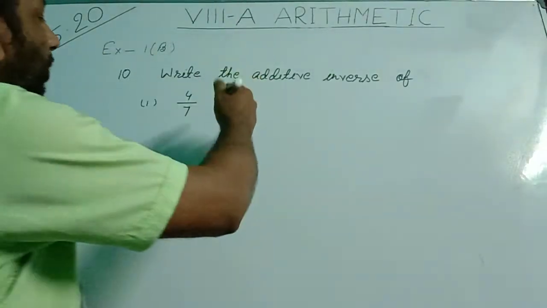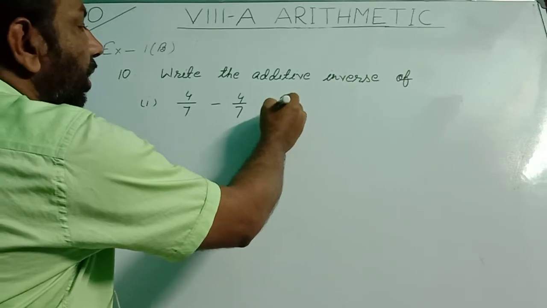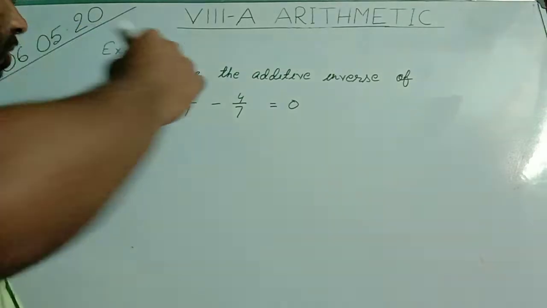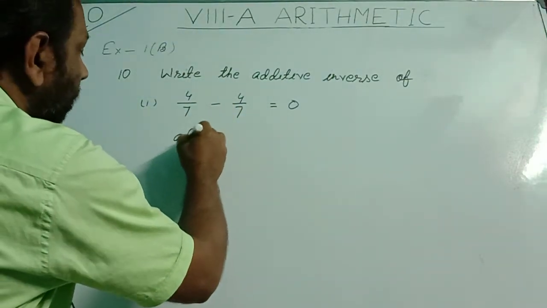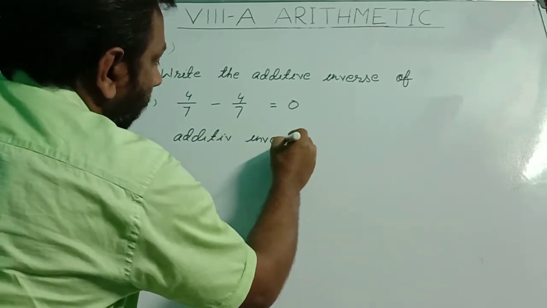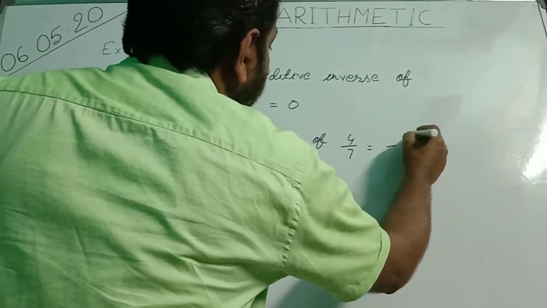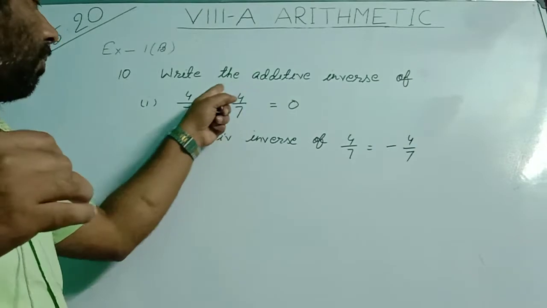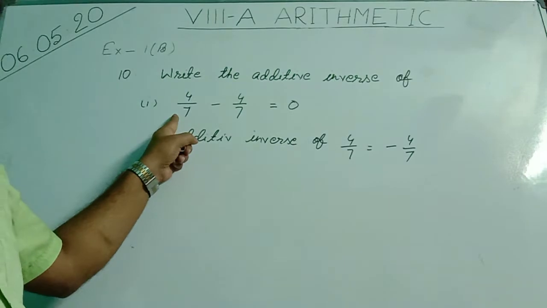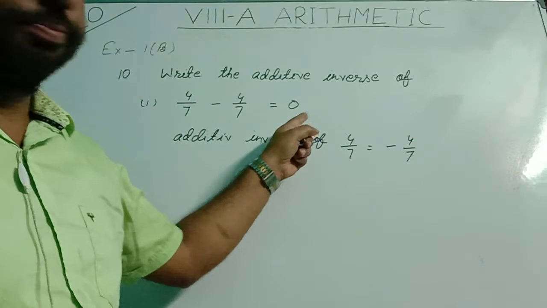So to make it 0, what will you do? Minus 4 by 7, then you are getting 0, because plus 4 by 7 minus 4 by 7 is equal to 0. So additive inverse of 4 by 7 is equal to minus 4 by 7. That will be the additive inverse of the given fraction, because this calculation gives you 0.